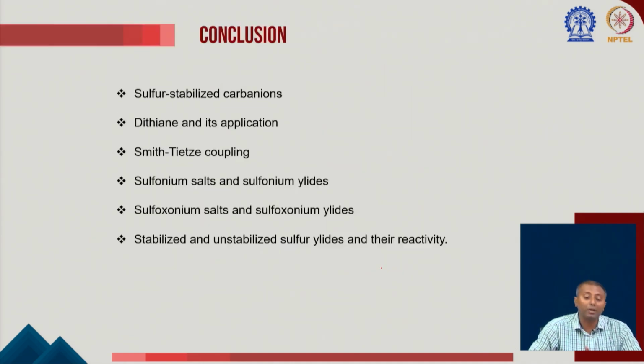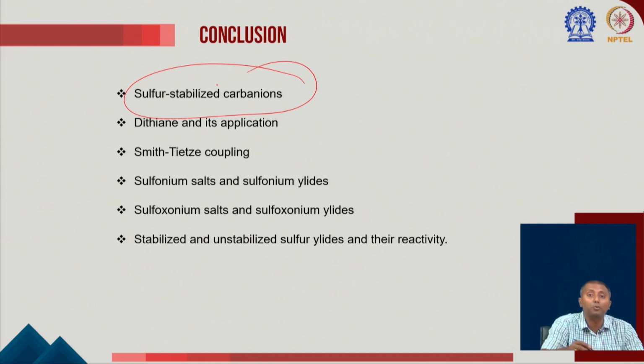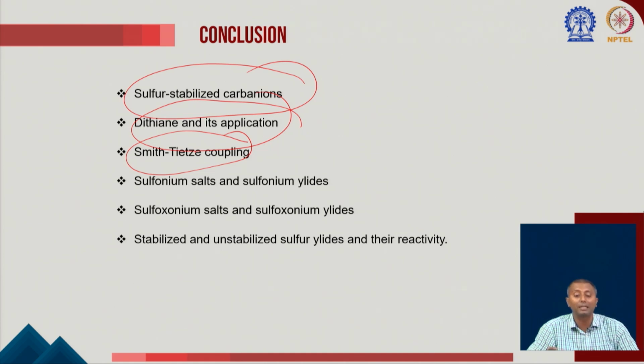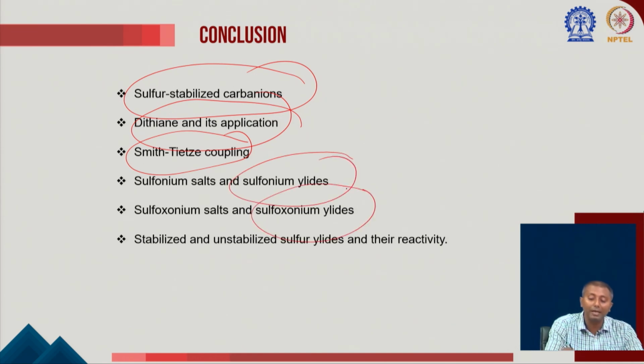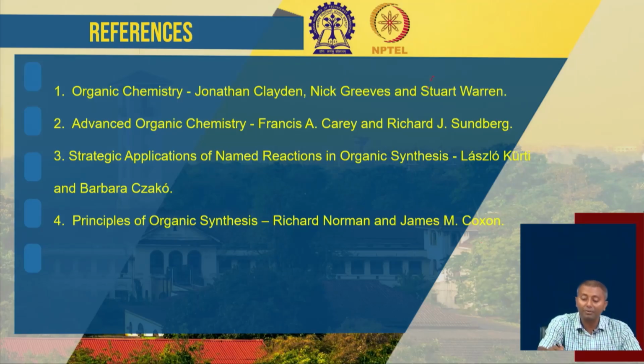So in this part I talked about sulfur stabilized carbanions, the reason for their stabilization, the non-bonding to sigma star electron donation, dithiane, Corey-Seebach coupling. There are several things, symmetrical and unsymmetrical polyols, sulfonium salt and sulfonium ylide, sulfoxonium ylide and salt generation, and also I talked about their reactivity difference. For references, of course, you can get a lot more about this chemistry from the Jonathan Clayden book.